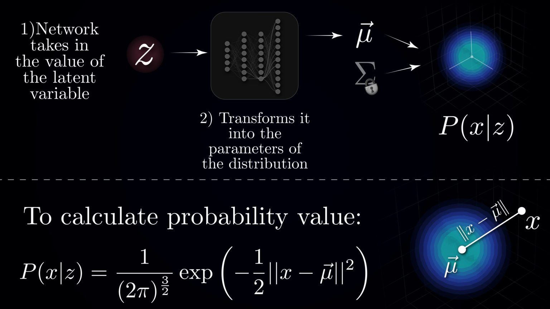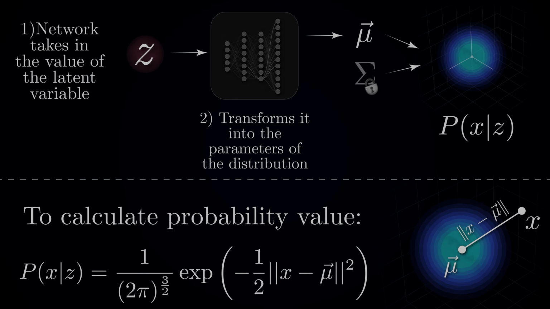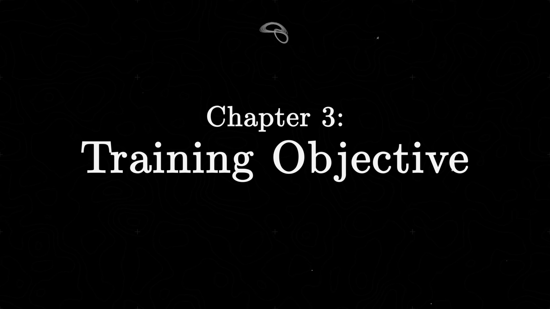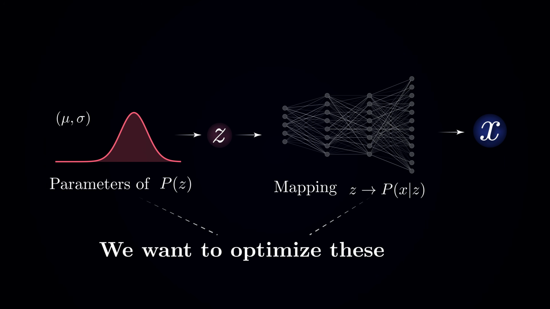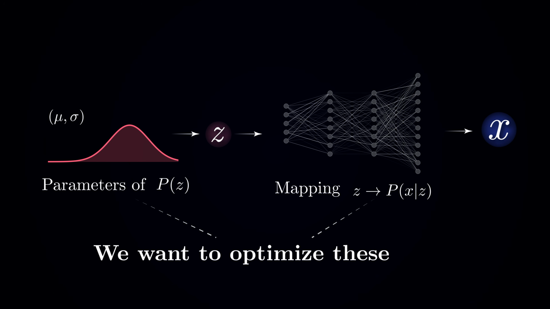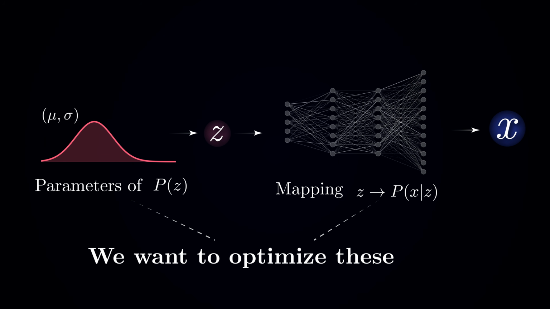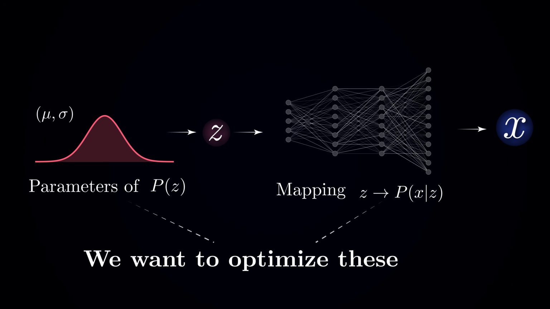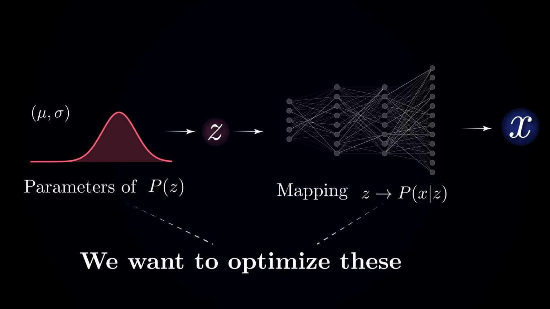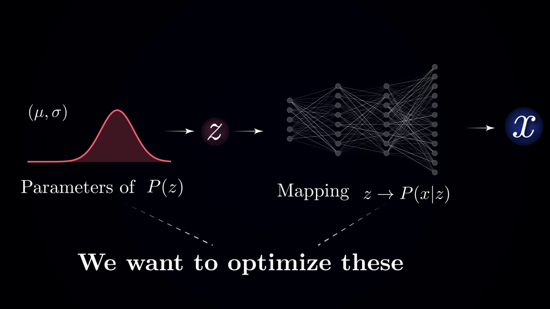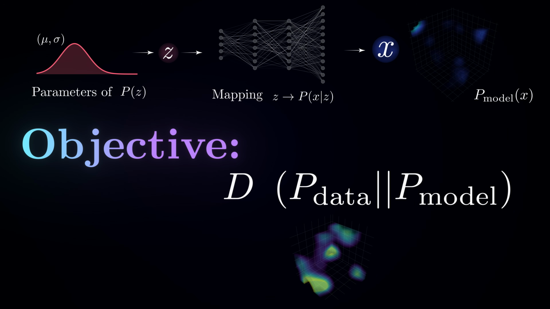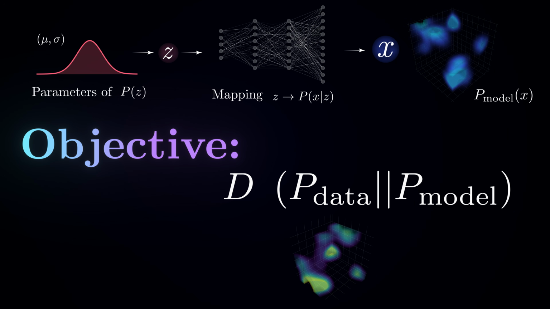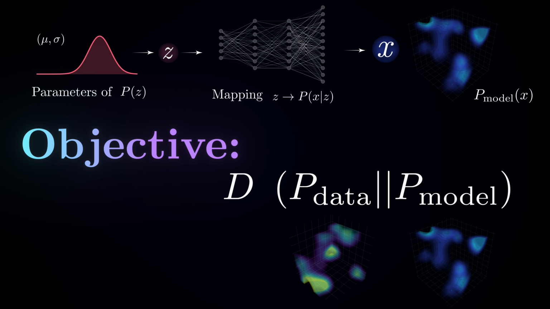Now that we understand how distributions are represented, let's talk about how to train such a model. Remember, the goal of training is to adjust the parameters of our model. In this case, the mean and variance of the prior distribution of latent factors, and the weights of the neural network that transform the latent into the mean of the conditional distribution of observations. Mathematically, we want to minimize some kind of distance between the true data distribution, which we don't know, and the distribution that our model approximates it with.